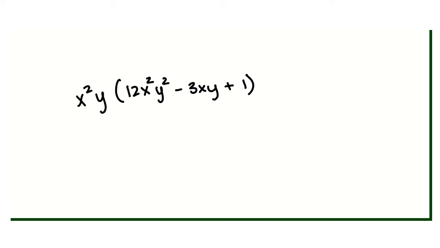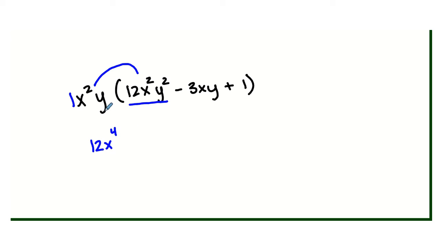Sometimes you can have more than one variable, and that's okay. We still just take it each letter at a time. So let's look at this first one. X squared y needs to be multiplied by the term 12x squared y squared. So this has an imaginary 1 out in front. So 1 times 12 is 12. And now I'm going to look at the x's. X squared times x squared. I keep the base of x. I add my exponents. 2 plus 2 is 4.